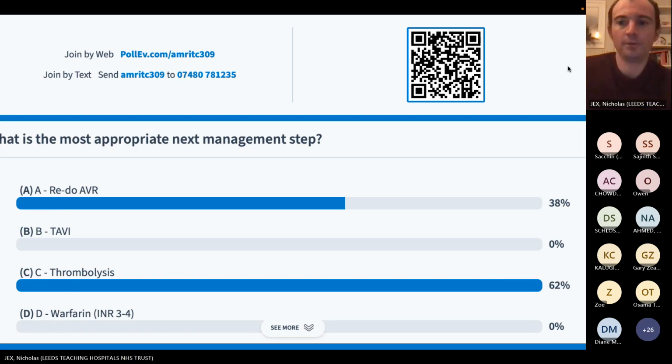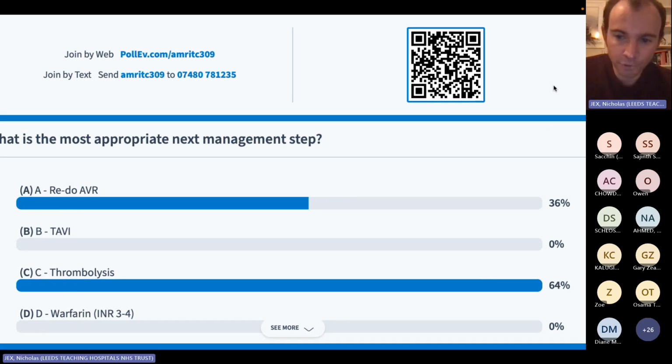Okay, so responses coming in. So I think most people are majority going for thrombolysis. Some people think redo AVR, no one for TAVI, no one for warfarin.